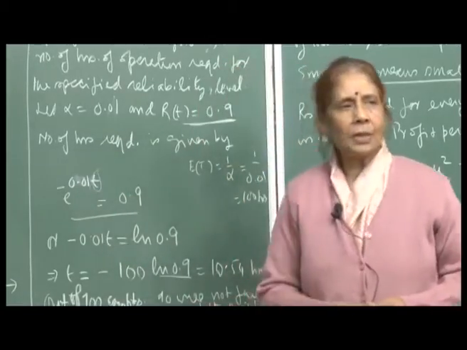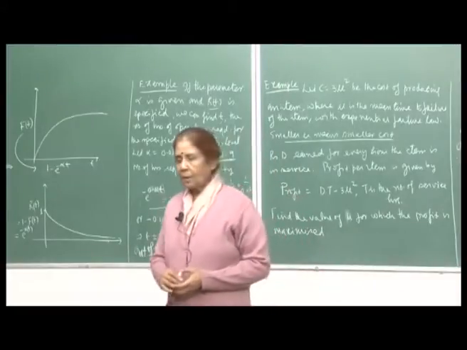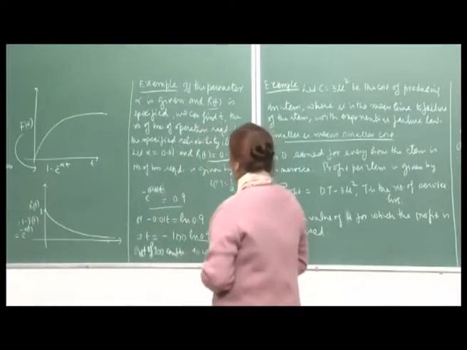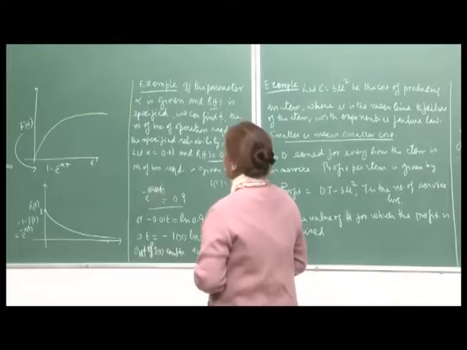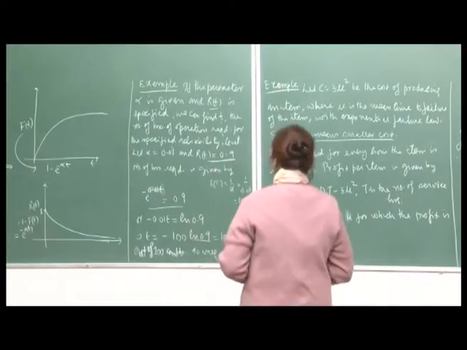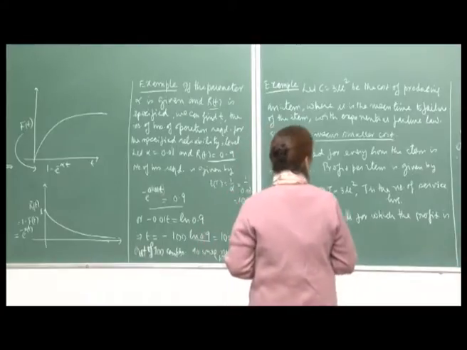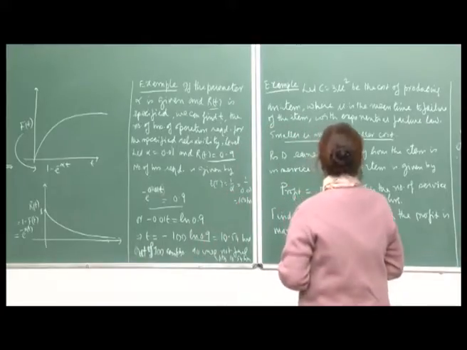That means you can uniquely determine the exponential failure law, because you only need the parameter alpha to determine the failure law, the exponential failure law.